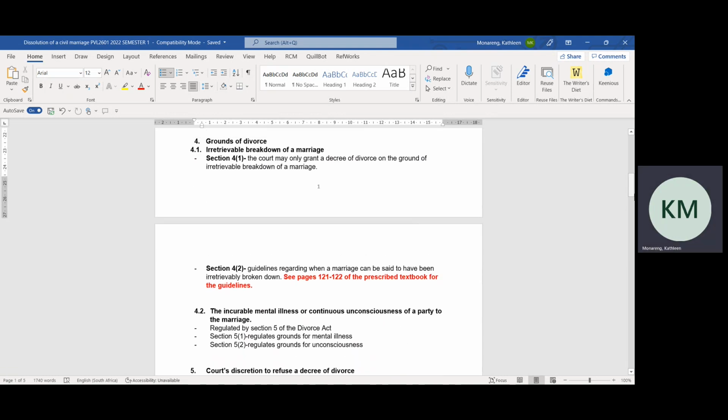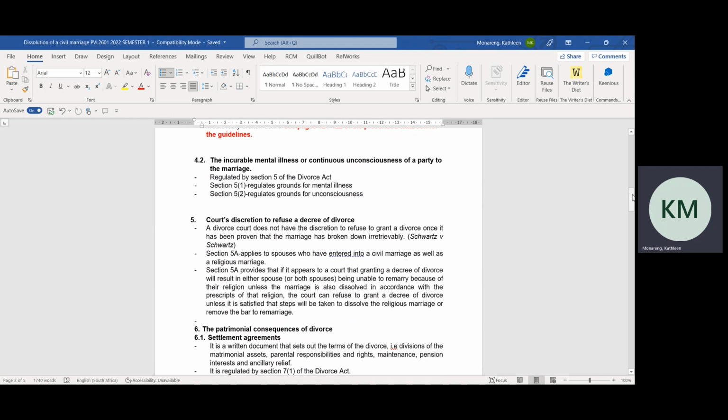When we talk about irretrievable breakdown of a marriage, you need to be aware that in terms of Section 4, subsection 1 of the Divorce Act, the court may only grant a decree of divorce on the ground of irretrievable breakdown of a marriage. And Section 4, subsection 2 lists the guidelines that the court can look at in order to determine whether a marriage has irretrievably broken down. To see these guidelines, you can go to page 121 until page 122 of your prescribed textbook.